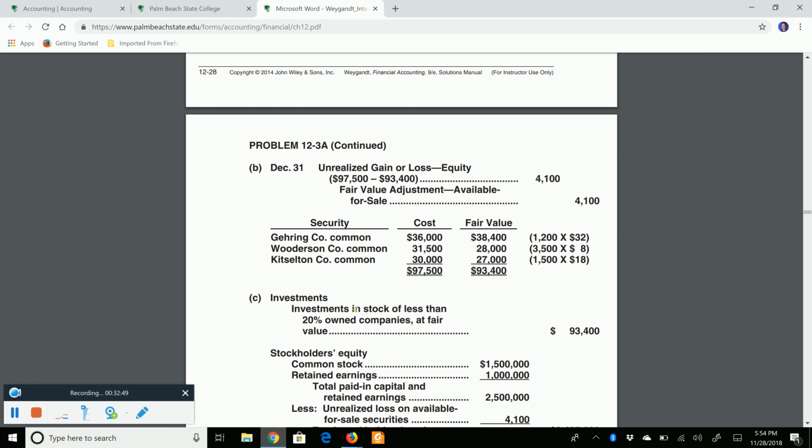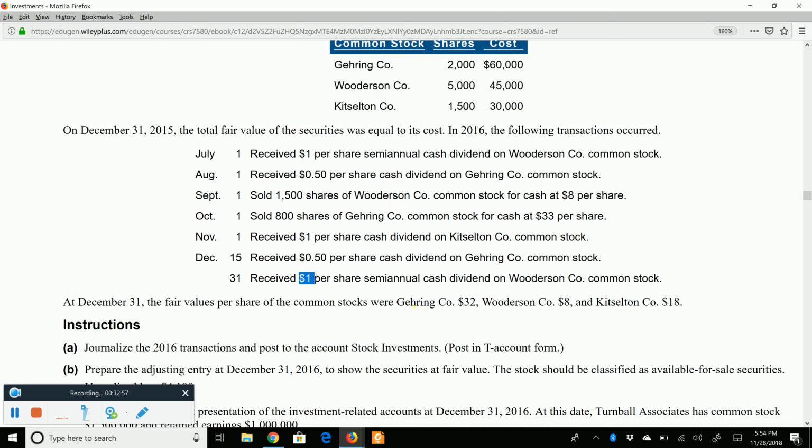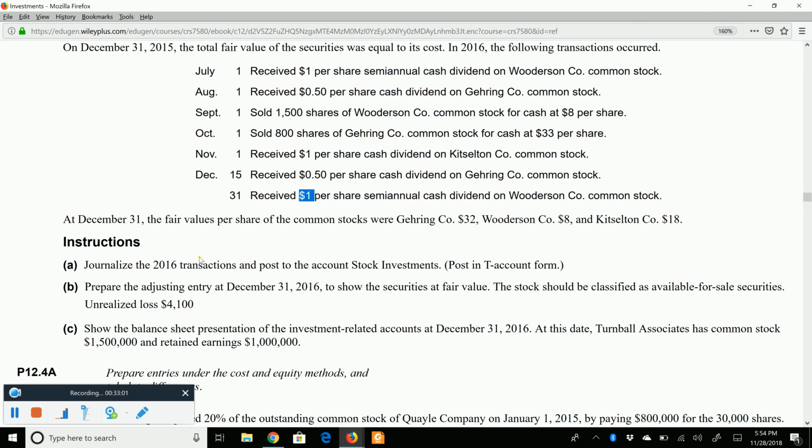Well, remember, let's take a look. Let's go through it at the end of the year. So December 31st, the important thing we need to do at the end of the year is figure out what the differences are between the original cost to buy our original portfolio and the fair market value as of the end of the year. This is important so we can update our investment account on the balance sheet. Okay, so at the end of the year, what does it say? Gehring has a fair value of $32, Wooderson is 8, and Kitzleton is 18. Remember these numbers, 32, 8, and 18.